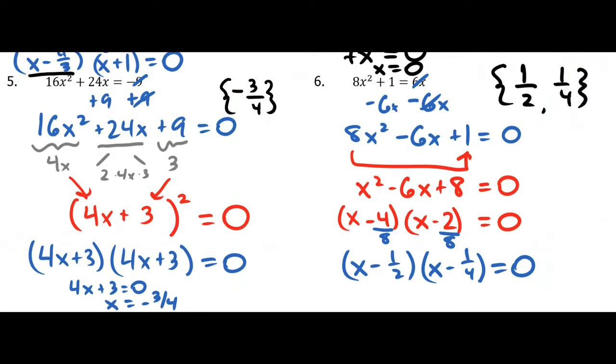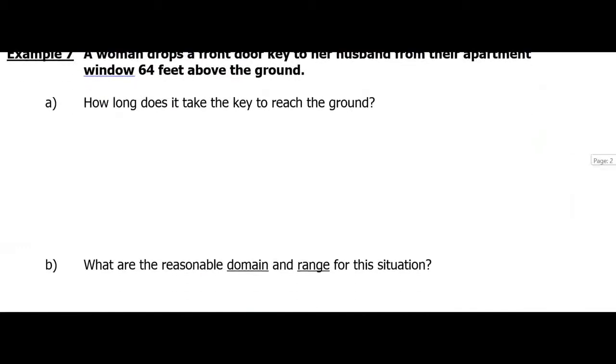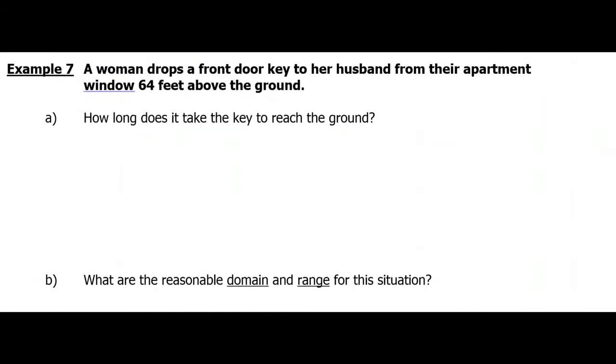Okay, now to the back side, we're just going to take a look at a quick word problem. So for this one, it says a woman drops a front door key to her husband from their apartment window 64 feet above the ground. So if you want to picture this as a graph really quick, this is what we did with our quadratic modeling in the last part of the unit.